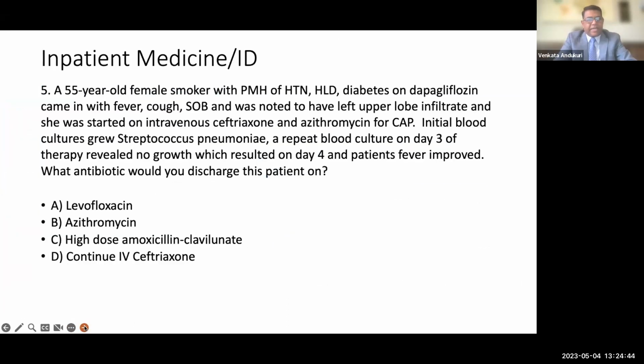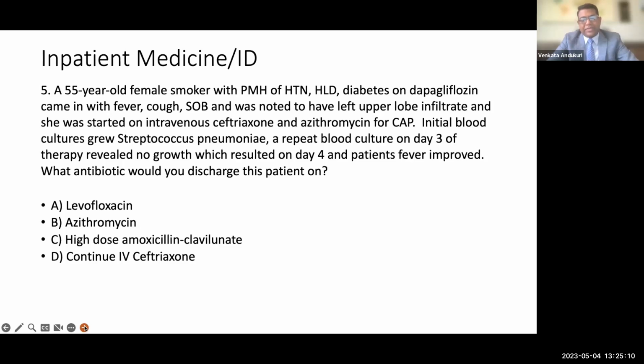Inpatient medicine and infectious diseases: a 55-year-old female smoker with past medical history of hypertension, hyperlipidemia, and diabetes on dapagliflozin came in with fever, cough, shortness of breath, and was noted to have a left upper lobe infiltrate. She was started on intravenous ceftriaxone and azithromycin for community-acquired pneumonia. Initial blood cultures grew strep pneumoniae.